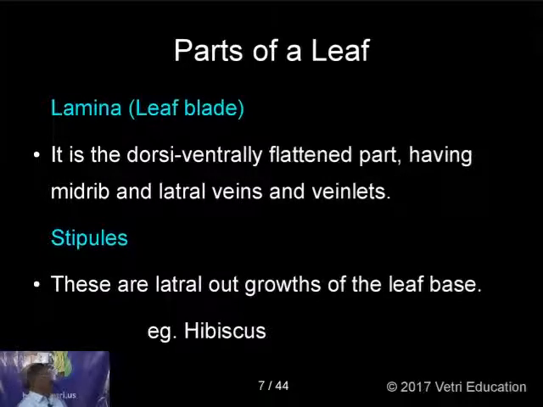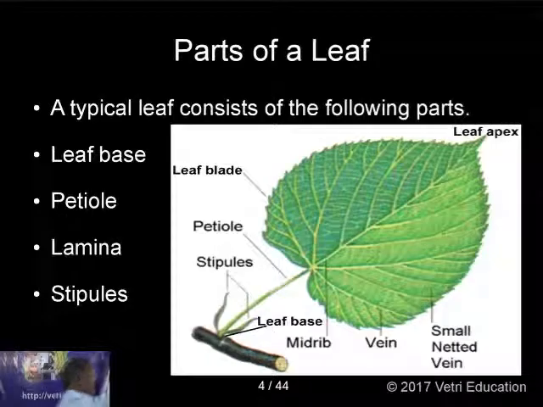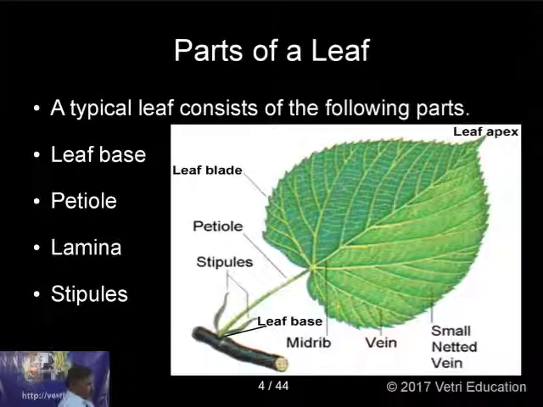The lamina is the dorsiventrally flattened green structure having a midrib, lateral veins and veinlets. And then the stipules, these are the lateral outgrowths of the leaf base. Example, hibiscus. Here at the leaf base you can find the green lateral outgrowths. These are called the stipules. When the leaf has stipules, it is stipulate, and with no stipules, it is exstipulate.